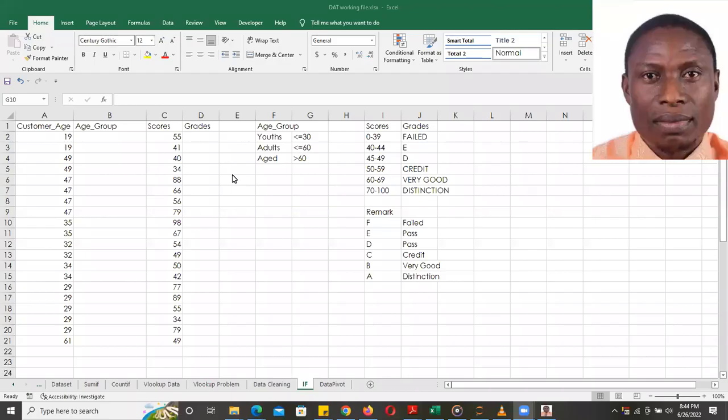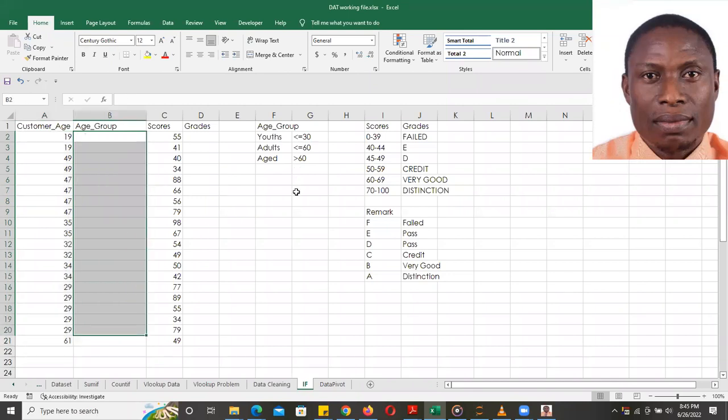Okay, today we'll be looking at the if statement, also known as a conditional statement. We're using the IF function in Excel to solve these problems, to categorize or classify these customers' ages. We have ages 19 down to 61. So if you have more than that, then we are going to categorize them.